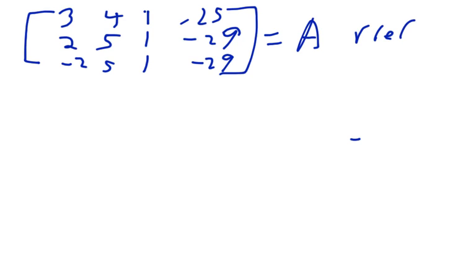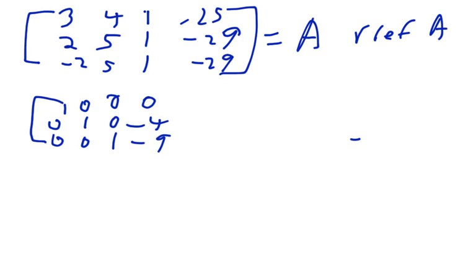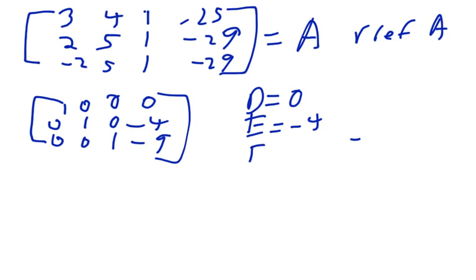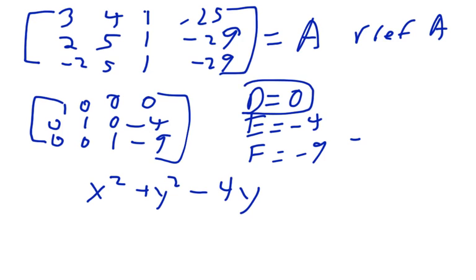So when I do the reduced row echelon form of A, which basically does all the eliminations for me, I get the following matrix, which is 1, 0, 0, 0, 0, 1, 0, negative 4, and 0, 0, 1, negative 9. And since those are my numbers, that means D equals 0, E equals negative 4, F equals negative 9. So we have x squared plus y squared minus 4x, I'm sorry, not minus 4x, minus 4y, because there is no 0x because d was equal to 0, minus 9 equals 0.